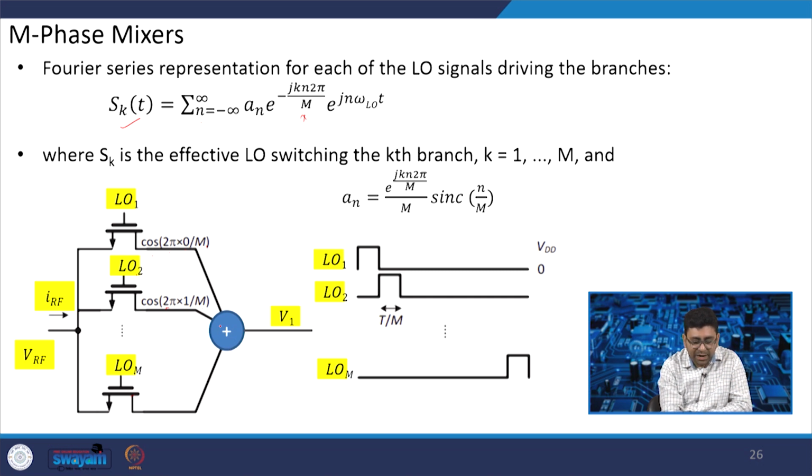And finally, we need to add, we are doing the summation. There we are adding by just connecting, so that current is added. Here S_k is the effective LO switching the kth branch, K from 1 to M, and a_n is given by using the sinc function, that is e^(j k n 2 pi / m) into sinc(n/m). Here n can be 0, 1, 2, 3, whatever the number is. Now, this means LO1, LO2, LO3 and up to LOM.